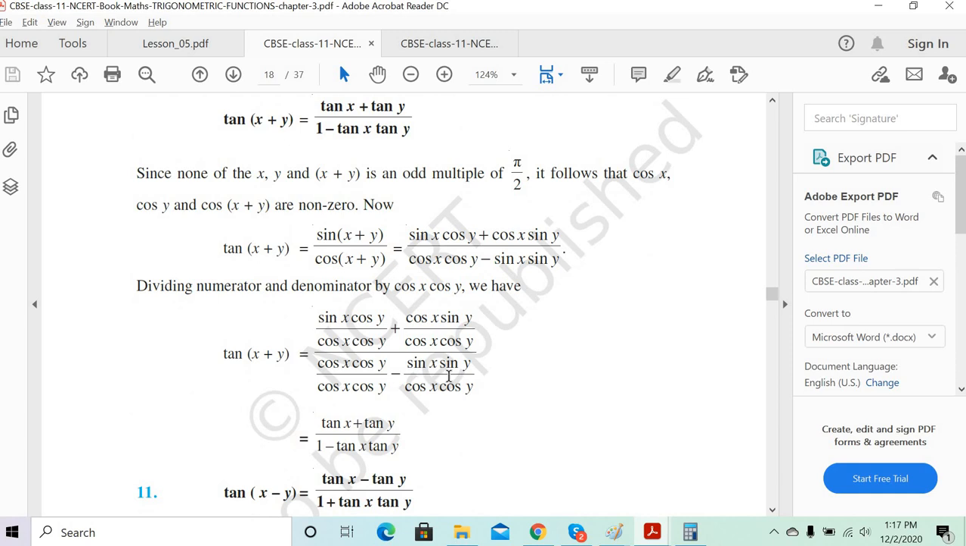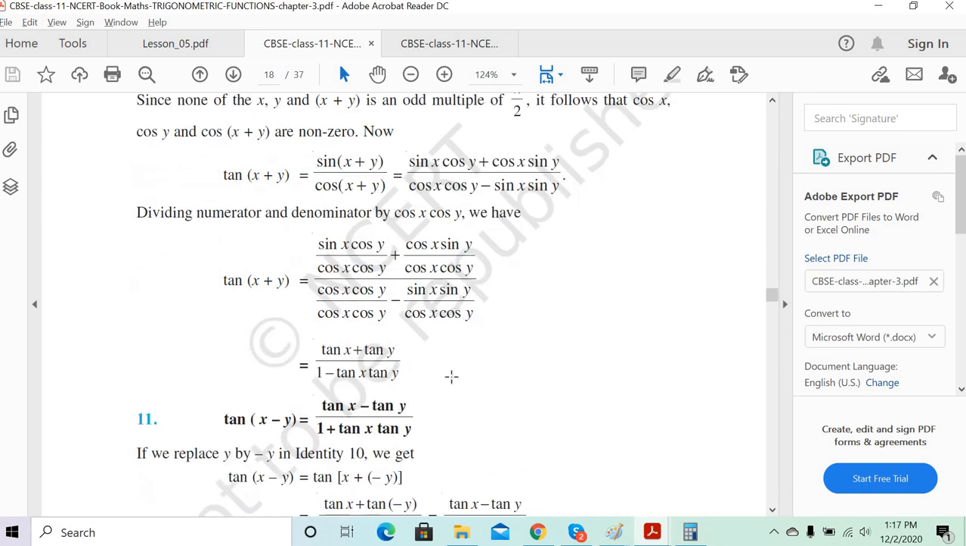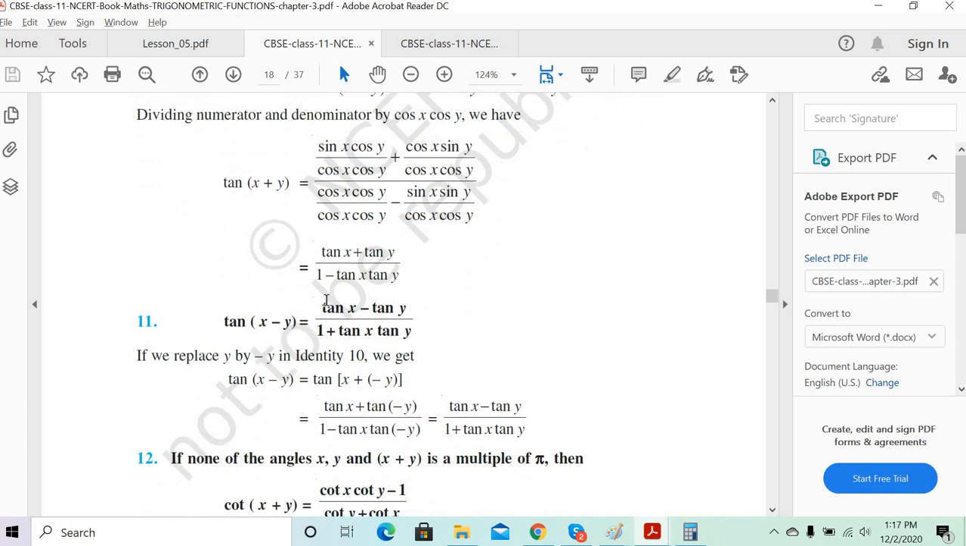Okay, Tanisha, what is the tan x plus y you got? So tan x plus tan y by 1 minus tan x tan y. Correct, excellent. So you divided the entire numerator and denominator by cos x cos y, right? Okay, so this is the formula. Fine. Now substitute y as negative y. Now you get another formula. Make it a box. Tan x plus y is the formula you write.